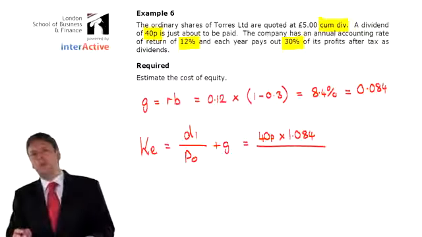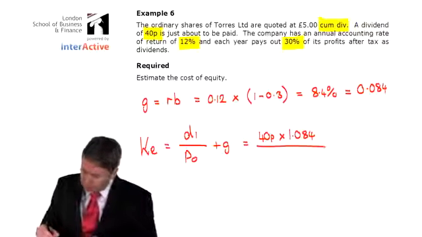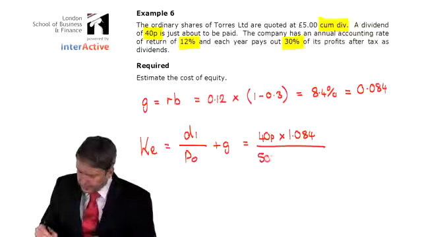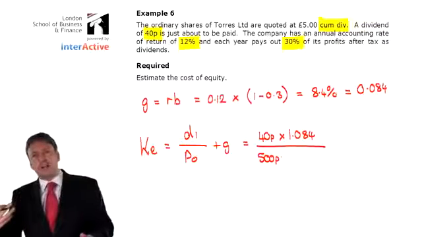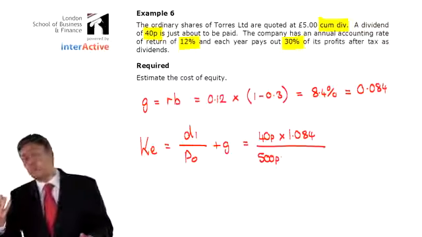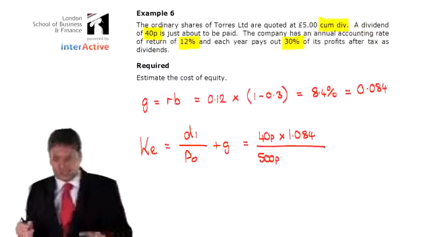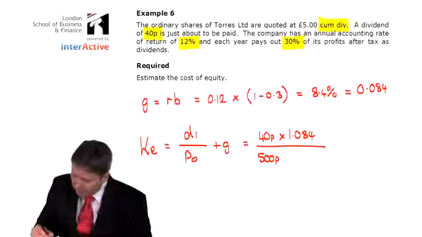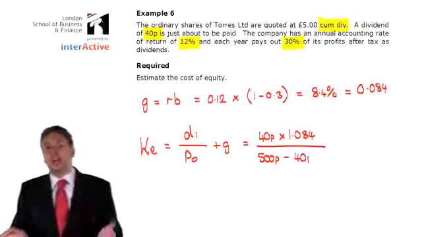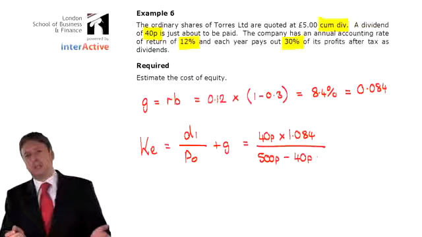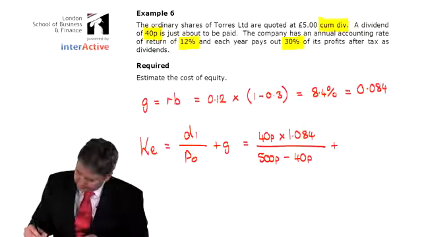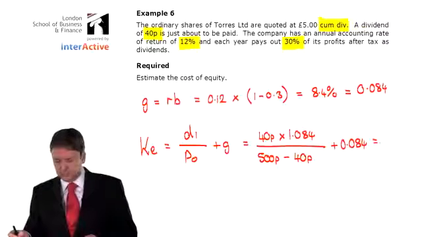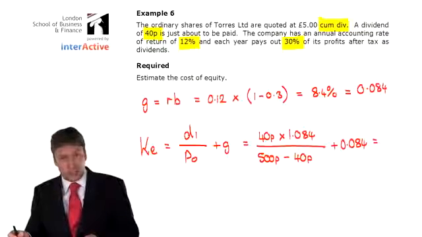Dividing through by P0. Well, we know that P0 up top is 500 pence. I know, I'm not going to pull the wool over your eyes. 500 pence was cum div. And of course, what we want is an ex-div value. So if we take away the dividend of 40 pence from that, hey presto, we've got the number that we need. We're then able to add the growth rate, 0.084. Have a go. See what you can do.